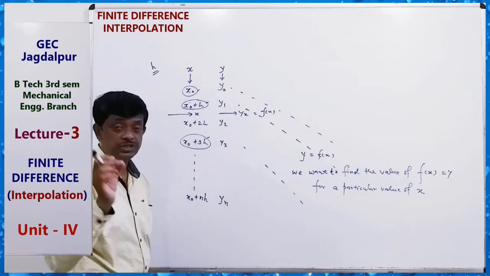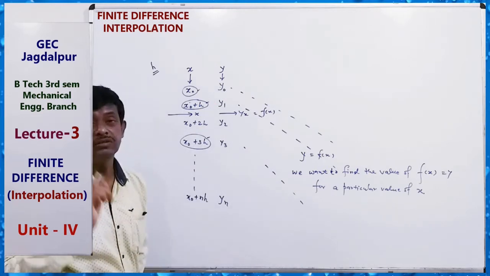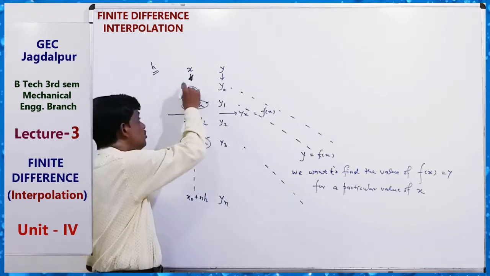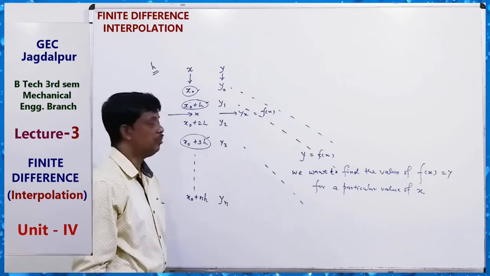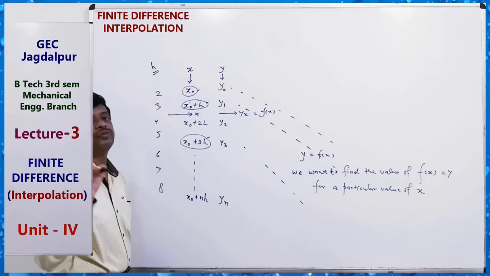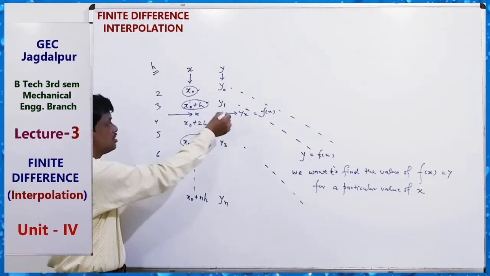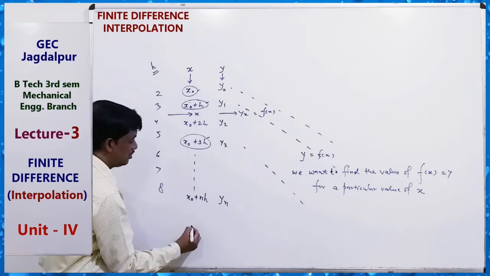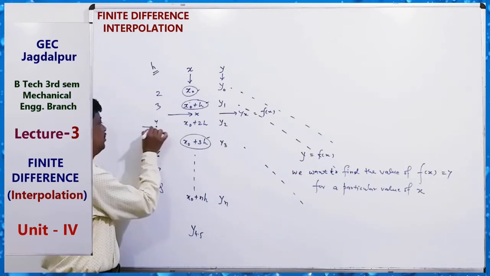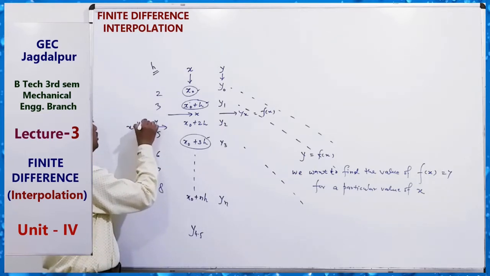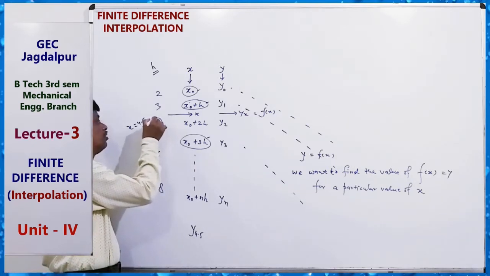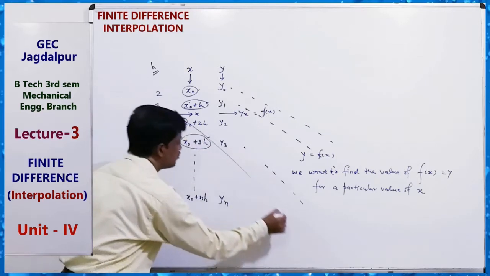So which value of x will be the origin value? We will put x0 equal to that. Suppose we are given 2, 3, 4, 5, 6, 7, 8 and we have to find the value of the function y for x equal to 4.5, which lies here. Clear? Then the origin will be 4, this value is y0, and these differences will be used.